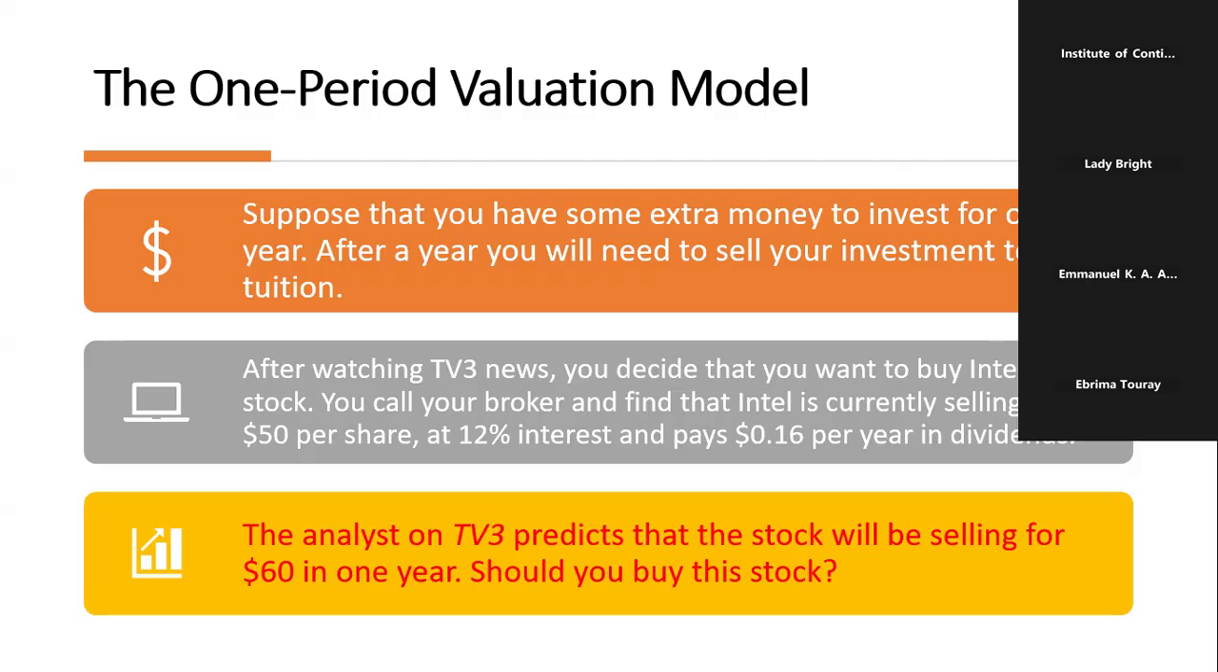Now, the analyst on TV3 predicts that the stock will be selling for $60 in one year. Looking at the behavior of the stock in the past, if you look at the trend analysis of this stock, it has been doing quite well. And for price, we have seen price appreciation over the last 4 years. So we can predict that the shares will be selling at $60 by the end of the year. Should you buy or should you not? Based on what are you going to say you want to buy? Is it based on his review of the historical data?